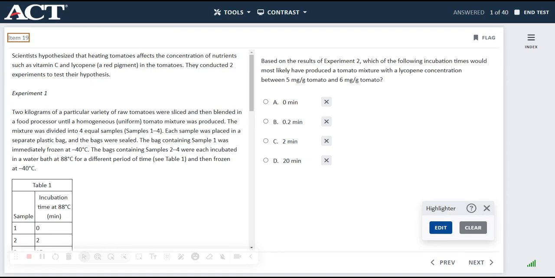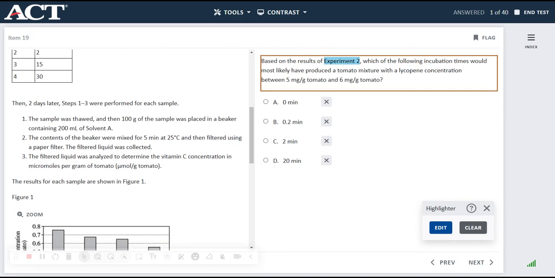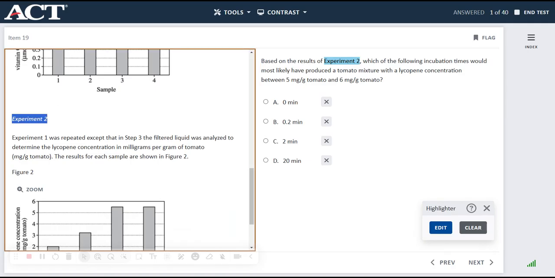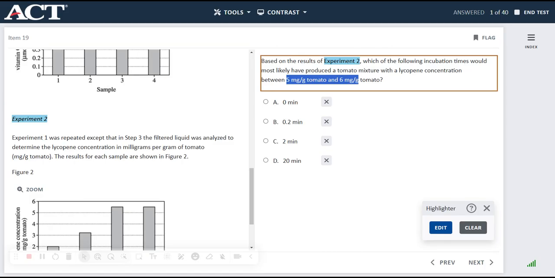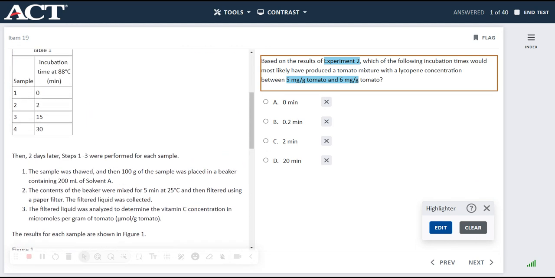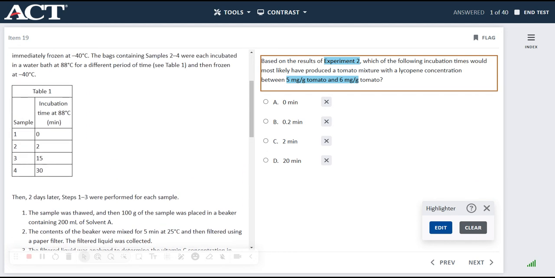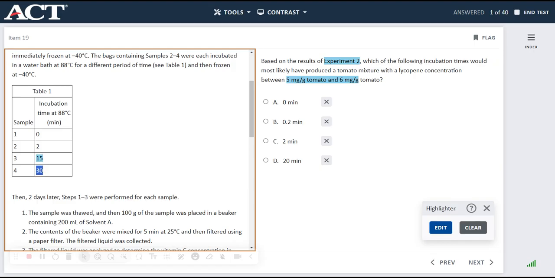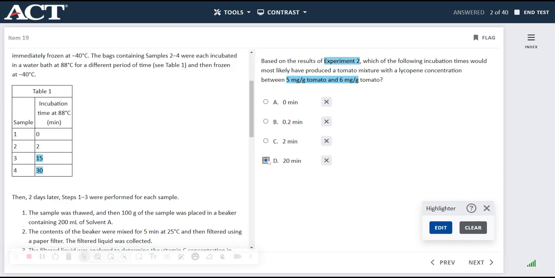Number 2, based on the results of experiment 2, so we're going to go down to experiment 2. I'm going to highlight it so I'm in the right place. Which of the following incubation times would most likely have produced a tomato mixture with a lycopene concentration between 5 and 6 milligrams? We see the milligrams between 5 and 6 has to be sample 3 or 4. So how many minutes? Well, we have to go back up to the original experiment. 3 and 4 is going to be either 15 minutes or 30 minutes. So it has to be at least 15. So your answer is D, 20 minutes.